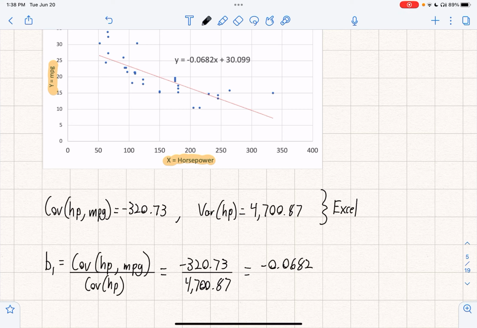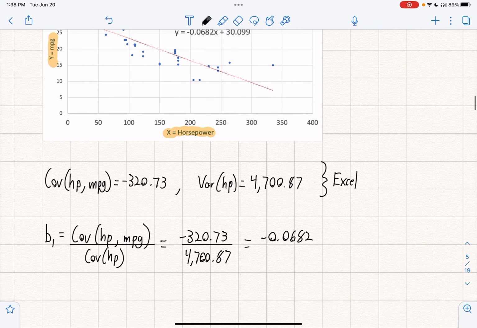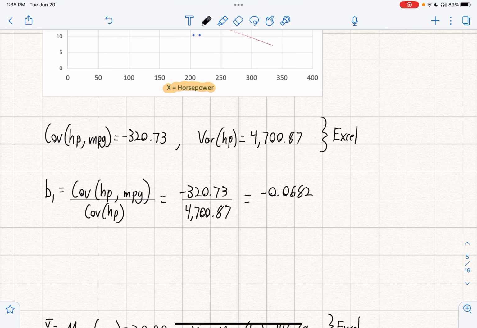And I think that's just because our x values are on a scale from 0 to 400, while y is only on a scale from 0 to 40. So that just means that x is going to move a lot faster than y, which is why we're getting a small value of 0.06. But let's go ahead and interpret this.